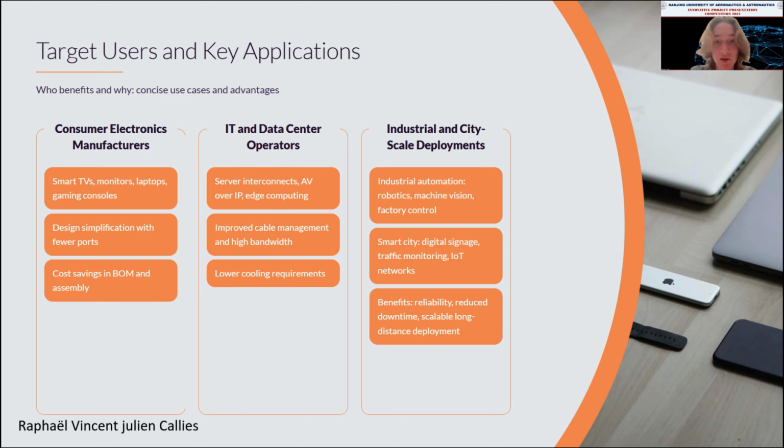Second, for IT and data center operators managing server interconnects and AV over IP systems, GPMI offers superior cable management and extremely high bandwidth in a single link, which can also contribute to lower cooling requirements and simplified infrastructure. Finally, for large-scale industrial and smart city deployment, such as factory automation, robotics, and city-wide IoT networks, GPMI provides the critical combination of high reliability, reduced downtime, and the ability to handle scalable long-distance deployments, all essential for robust, continuous operation in demanding environments.